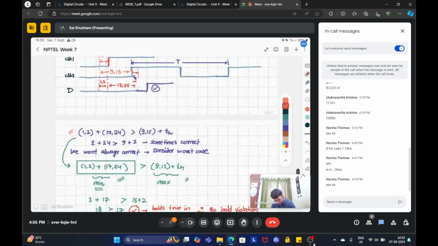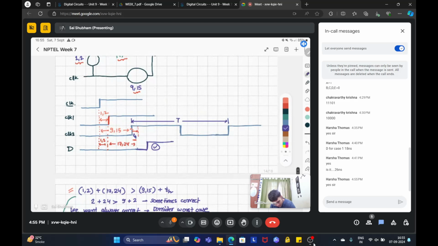Moving on to the next part. What we also do not want is that for flop 2, which has some setup time, TS, this data D should appear in this window. That we do not want. So this is our condition. This is 1 comma 2 and this is our 17 comma 24, suppose.